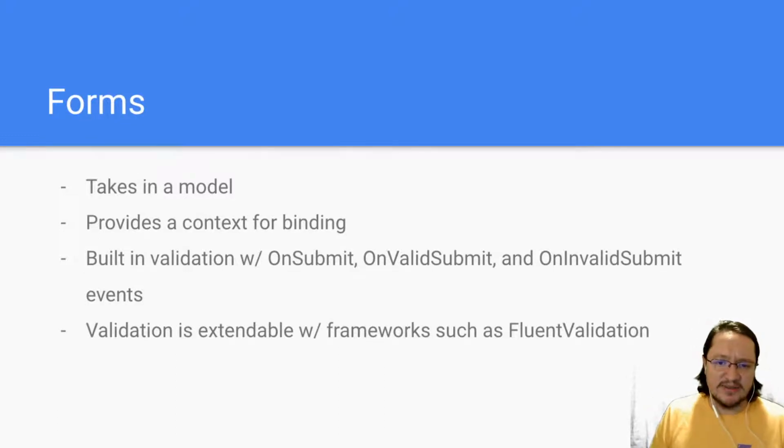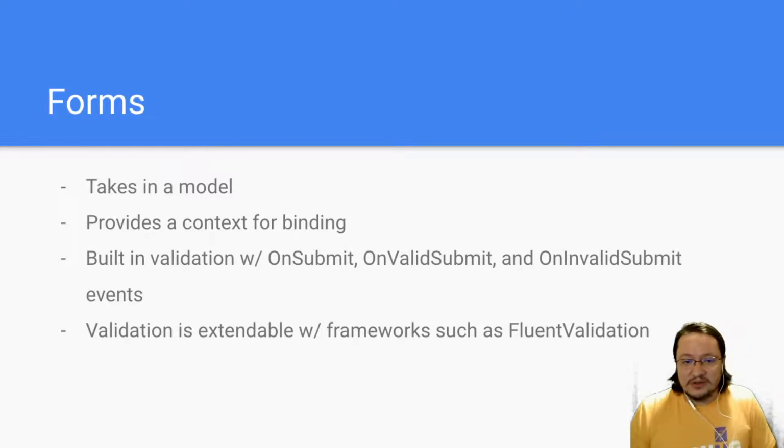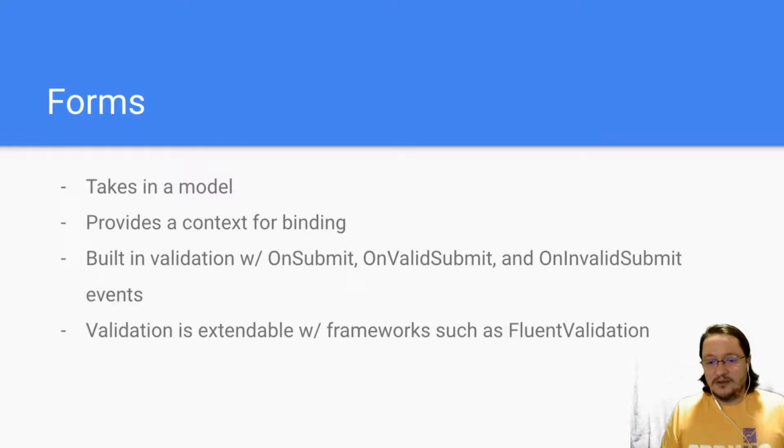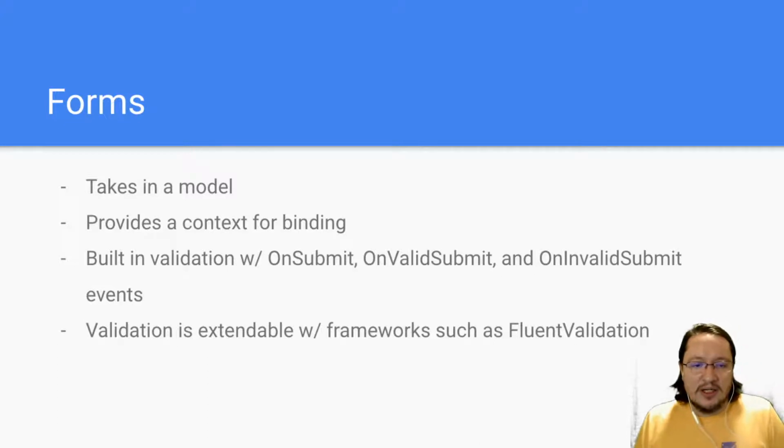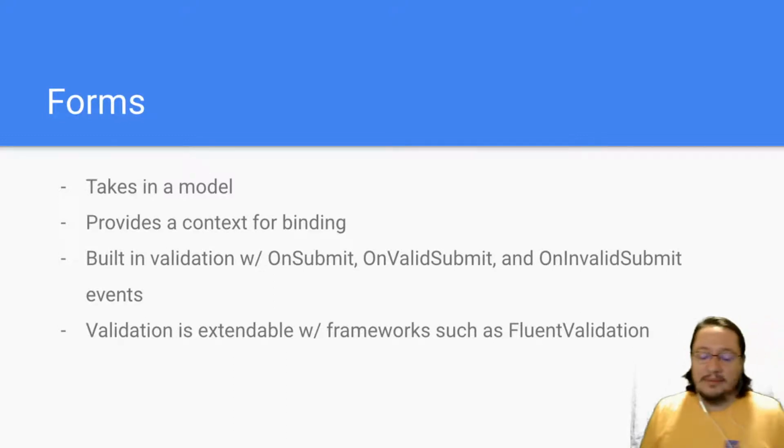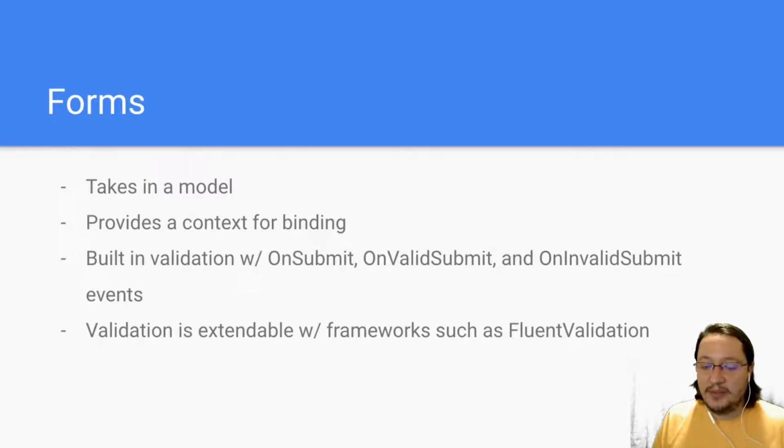The form does come with some validation events. You have your on submit, your on valid submit, and your on invalid submit, and you can actually handle those separately. So the validation is also built in for the most part. It uses the typical validation attributes that you probably use in your entity models. It does give you the option to wire in other things that you're used to, like I mentioned earlier, if there's some NuGet packages out there that you're used to using, like Fluent Validation.